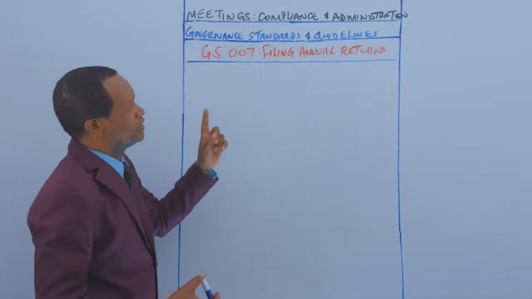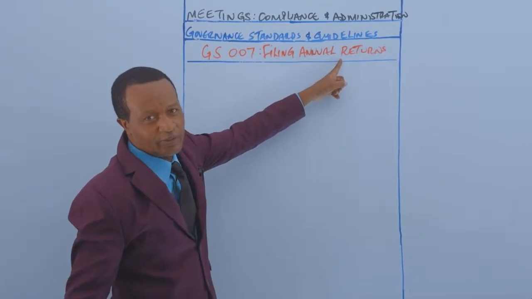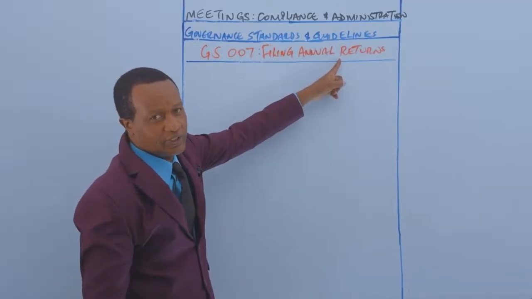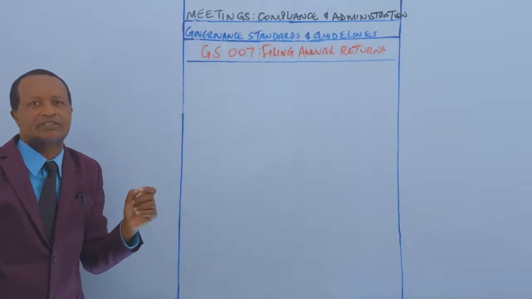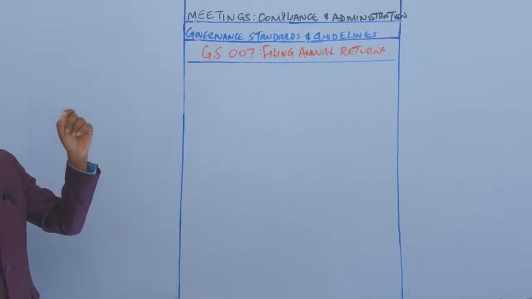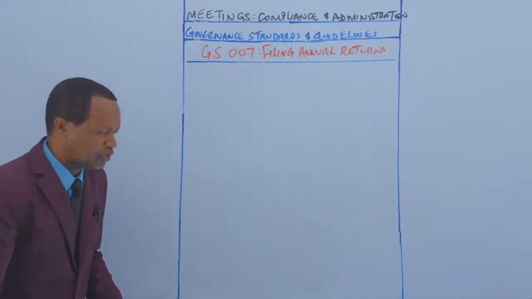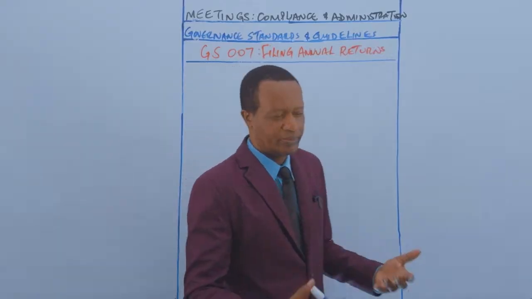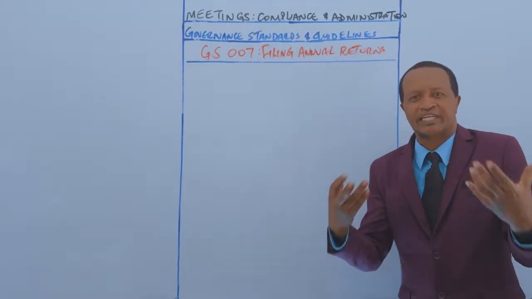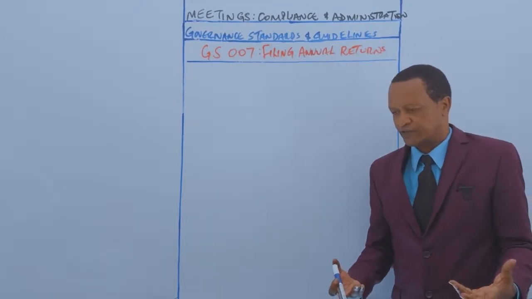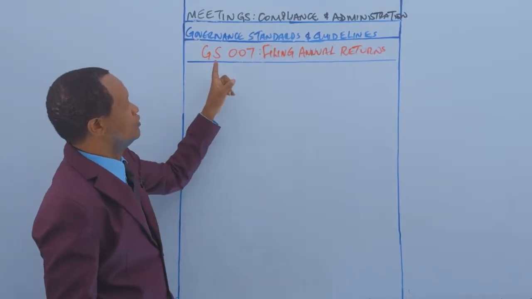So do not mistake annual returns for tax returns. Here we are not discussing tax returns. We are discussing filing annual returns. All right? The standard focuses on statutory compliance, because the law mandates companies to make certain returns. So what is an annual return? If an annual return is not a tax return, then what is an annual return in the context of governance standards?